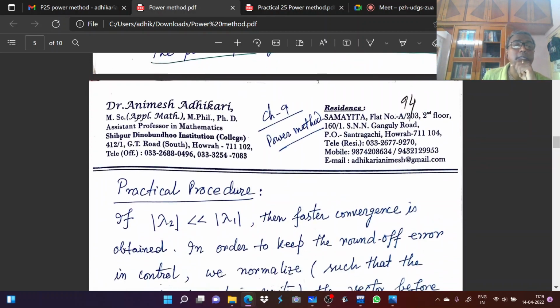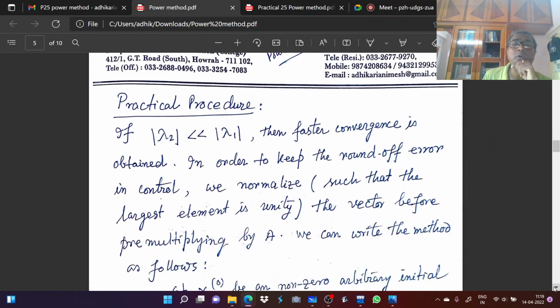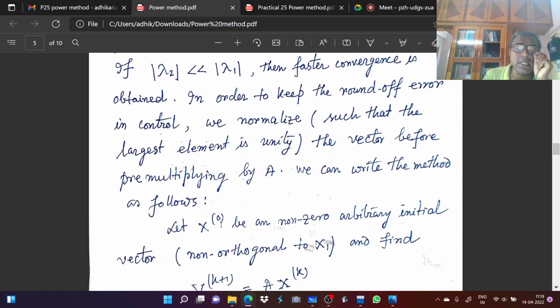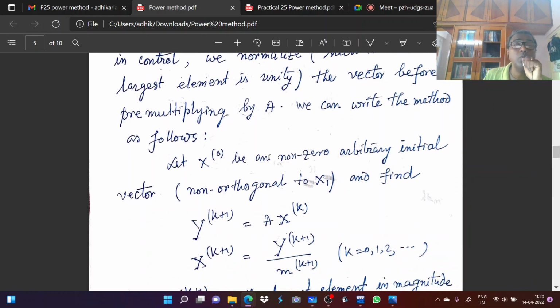Now the practical procedure is that if modulus of lambda 2 is less than modulus of lambda 1, then faster convergence is obtained. In order to keep the round-off error in control, we normalize such that the largest element is unity. It is clear from a practical example. Before pre-multiplying by A, we can write the method as follows. Let X0, the initial approximation, be a non-zero arbitrary initial vector. You can choose 1 1 1, or 1 0 0, or 0 1 0, or 0 0 1, but not 0 0 0 for a 3 by 3 matrix, and it should not be orthogonal to X1.